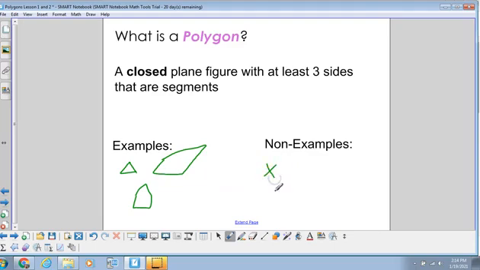Non-examples: this is not a polygon. This is not a polygon. This is not a polygon. These don't have sides. This X, this angle right here, does not have at least 3 sides. It's not closed. And this one over here has some rounded part. We need to have segments that are straight.